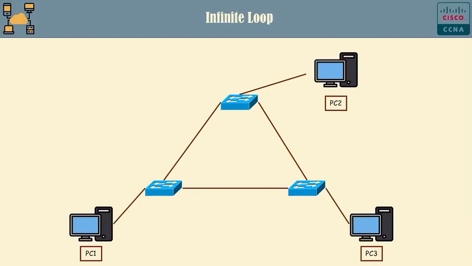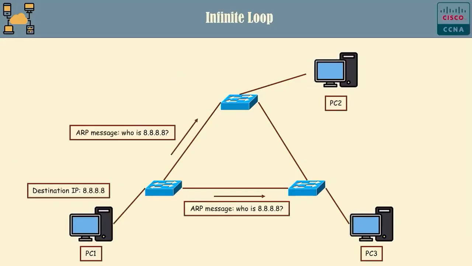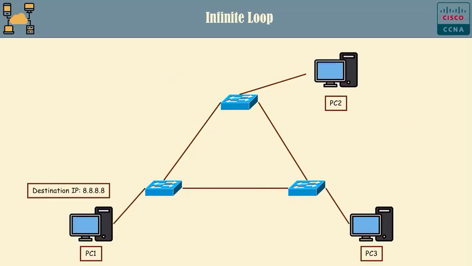When PC1 wants to ping a destination with IP 8.8.8.8, and all 3 switches do not know the MAC address of that device to ping, it will create an ARP message, asking, who is 8.8.8.8. This IP corresponds to which MAC address so that it can send the packet out of the port it wants. Because it doesn't know, it broadcasts the packet out of all ports.